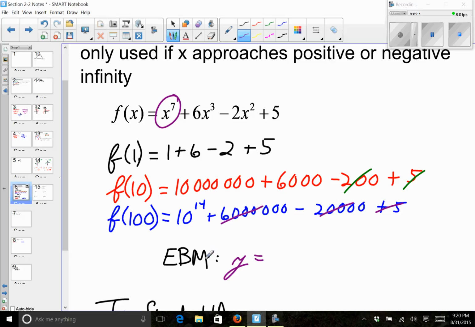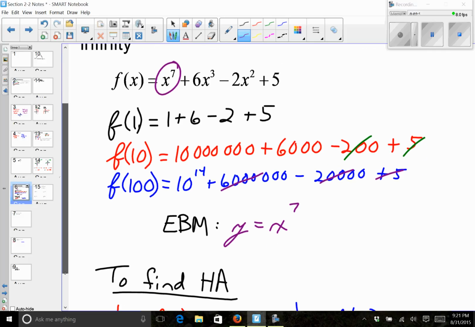So I would say that my end behavior model is y equals just x to the 7th. And this means anytime I do a limit as x is going to positive infinity or negative infinity, instead of using this more complicated original function, I can replace it with the end behavior model, which is easier to use.